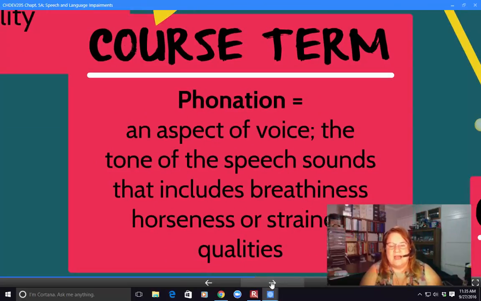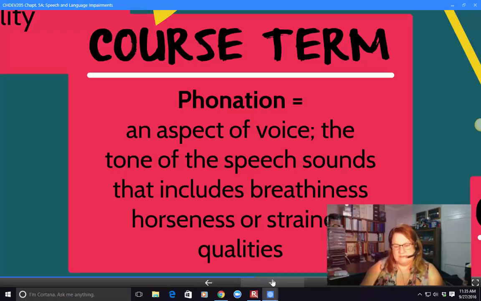Phonation, it's that tone. They could have really breathy phonation. I talk, and you can understand what I'm saying, but it's super breathy. And sometimes people have a strained phonation or a super scratchy one. So again, it's phonation like headphones. Think of it that way. It's what you're hearing.